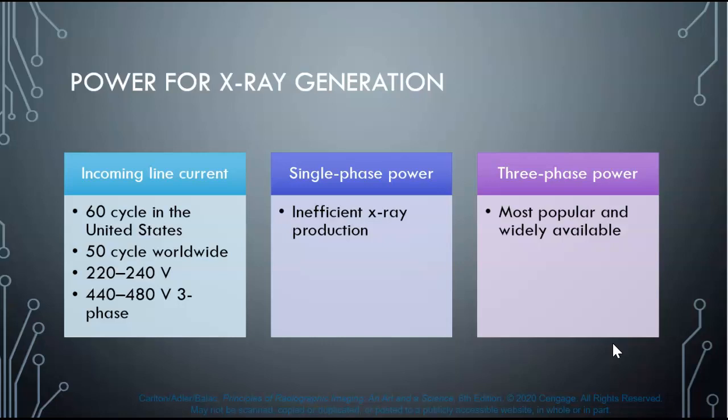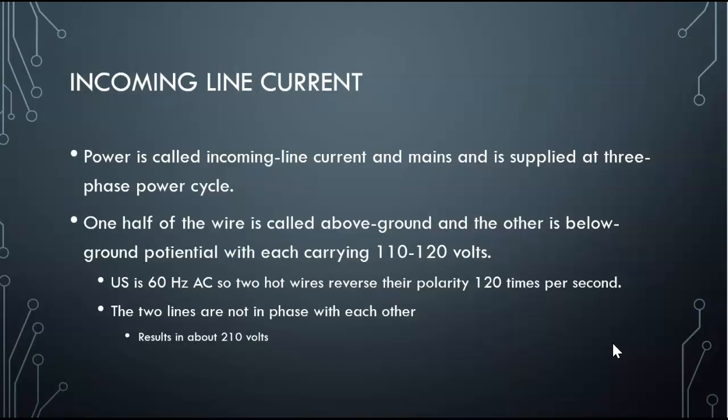All right, so let's talk about power. As you know, power here in the U.S., we have incoming line currents at 60 cycles. 50 cycles is worldwide. So we go from 220 to 240 volts, and we have 440 to 480 if we're on 3-phase. Okay, so single-phase power is inefficient in x-ray production. 3-phase power is most popular and widely available.